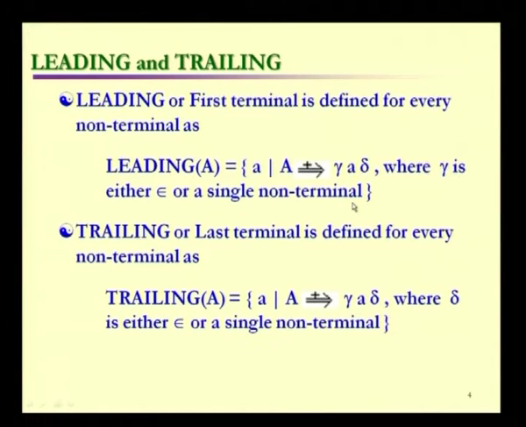So, we are looking for the very first terminal. The very first terminal may be directly available in the first position, provided the right hand side starts with the terminal, or it may be available just next to the first symbol, provided the first symbol is a variable. But we are sure that it cannot be the third symbol, because we cannot have two consecutive variables on the right hand side of any production, as it would violate the operator precedence grammar property. So, this gamma is either epsilon or a single non terminal.